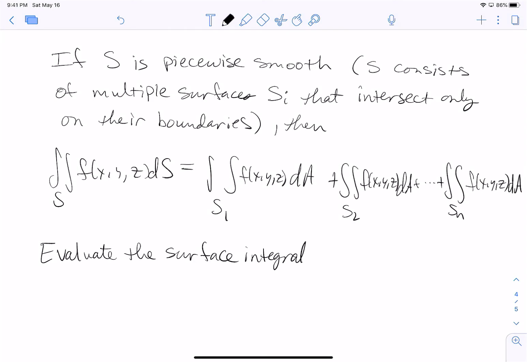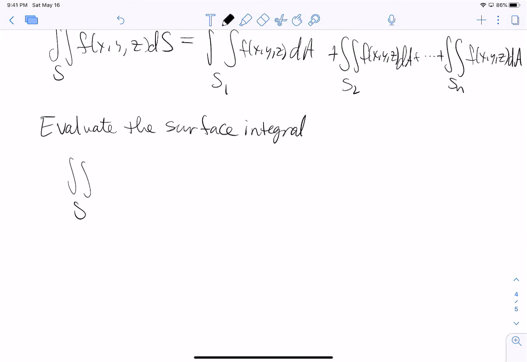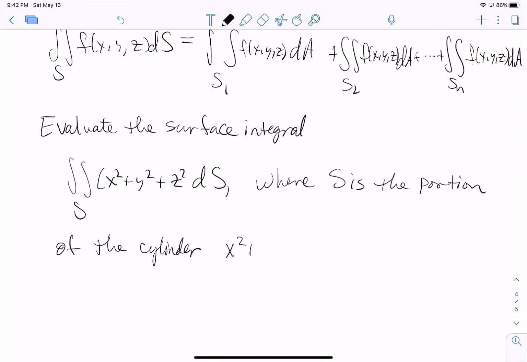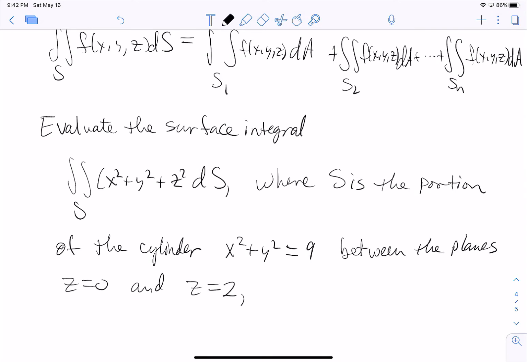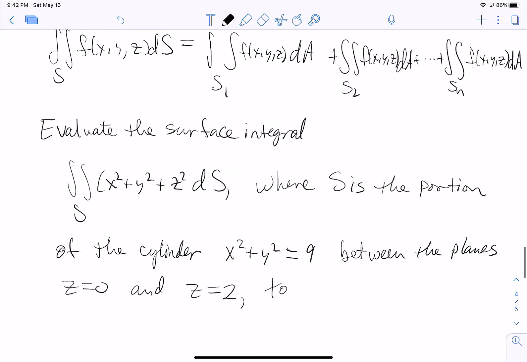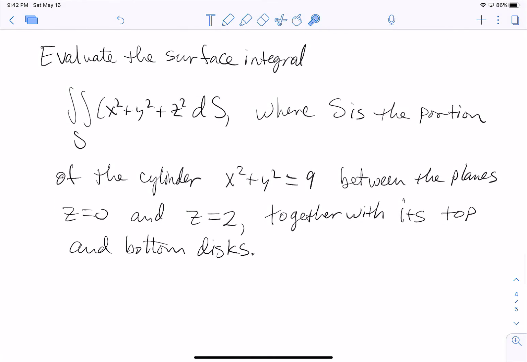Evaluate the surface integral over S of x squared plus y squared plus z squared dS, where S is the portion of the cylinder x squared plus y squared equals 9 between the planes z equals 0 and z equals 2. Now that itself would just be one surface, but then we have it together with its top and bottom discs. As soon as we have the cylinder together with its top and bottom discs, now we have multiple surfaces. Let's see what this looks like.